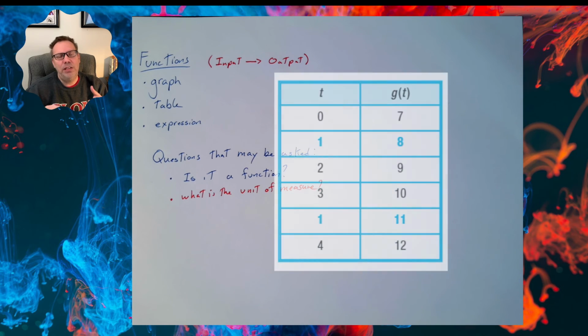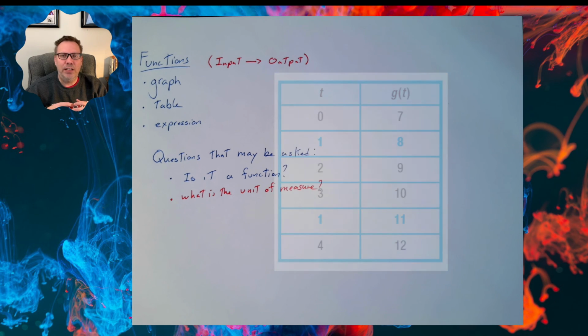And this could also be seen in the table. In this example, if you look, there are two inputs that are exactly the same, but the outputs are different. And that's the same idea as the vertical line test.